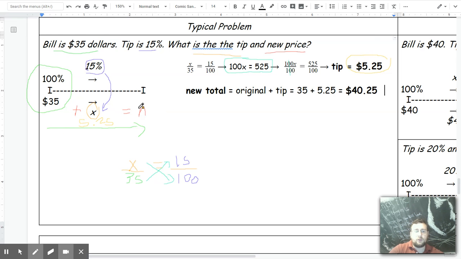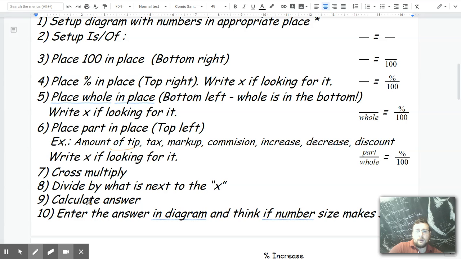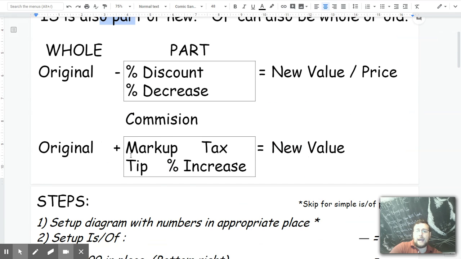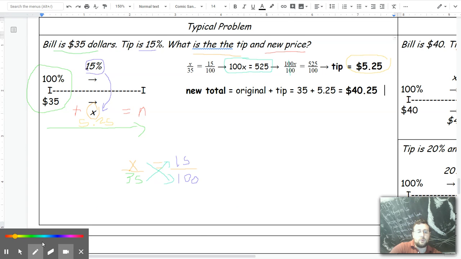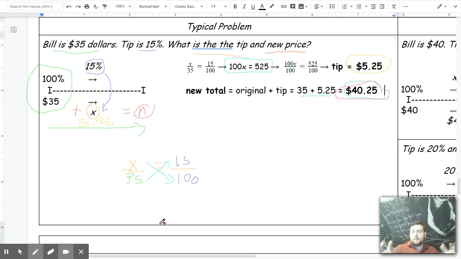Now, if I want to figure out what the new total is, right? I calculated the answer already and put the answers on the diagram. So see, I'm trying to follow the steps. But I want to find out what the new total is. Remember that I also have to add to the original because I'm looking at an increase problem. So that's exactly what I'm going to do. I'm going to get the 35 plus the 525, and I get my new total, which is $4.25. That's the new value that I was looking for all along, right? The new value. And that makes sense. It's bigger than my original value.